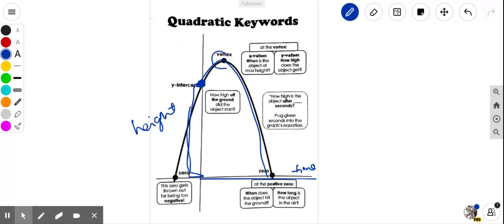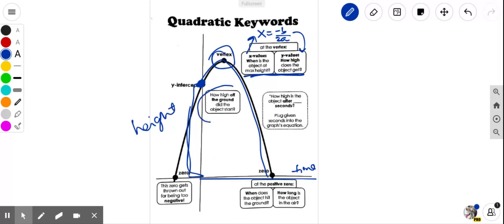So it reaches its maximum height. Remember, that's the vertex. So it even says right here, at the vertex, the x value is when you would find the x value of the vertex when it asks you when is the object at its maximum height. Remember, the x value of the vertex is x equals negative b over 2a. And then the y value would answer the question, how high does the object get, or what is the maximum height? And that's when you would take the x value and plug it in to get the y value.